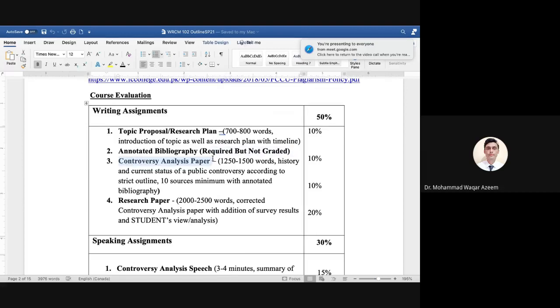The assignment we are going to begin today is called Controversy Analysis Paper. It is a 1250 to 1500 words essay comprising the history and current status of a public controversy according to a strict outline, having 10 sources minimum with an annotated bibliography.